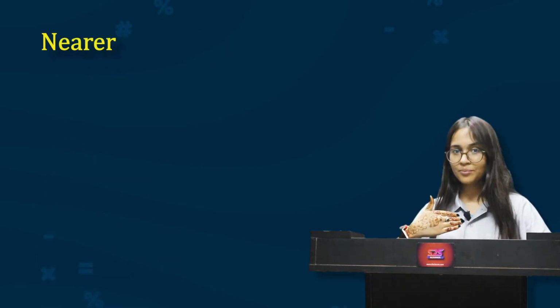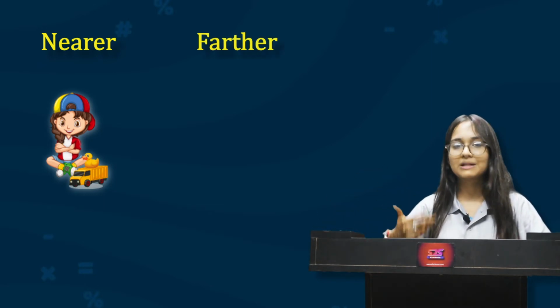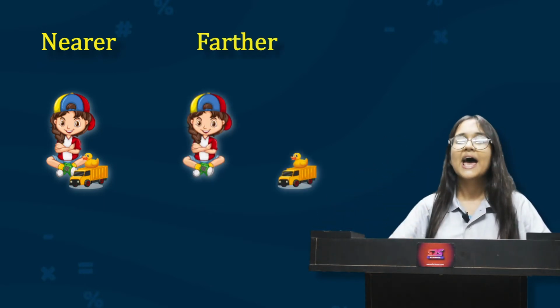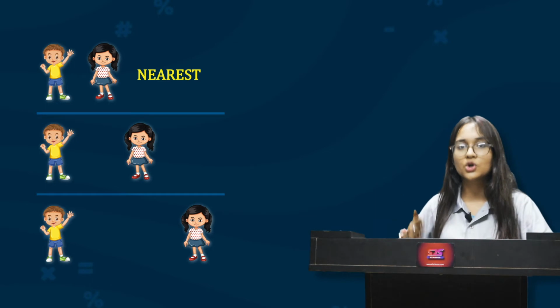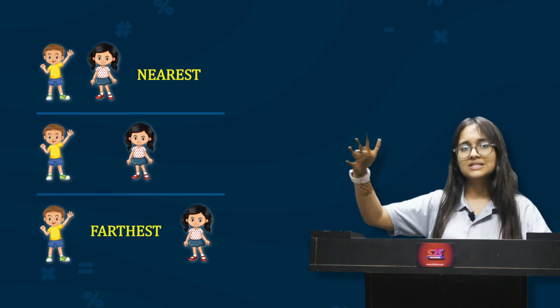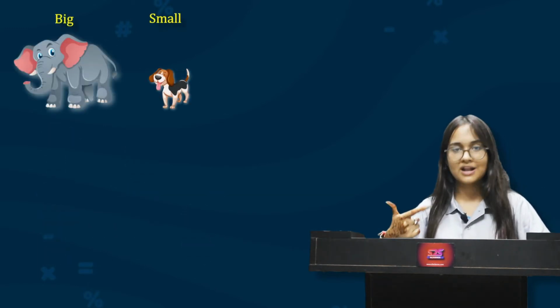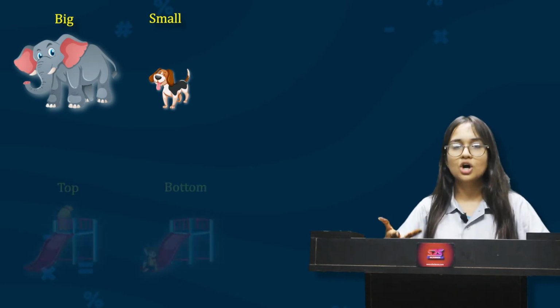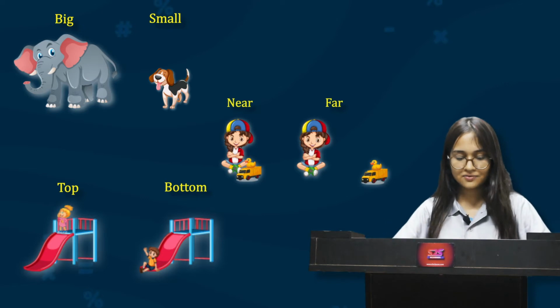मतलब अगर हम near बोलते हैं तो वो चीज़ हमारे पास है, and अगर हम far बोलते हैं मतलब वो चीज़ हमसे दूर है. And when we say nearest and the farthest, that means nearest is something जो हमसे सबसे ज़्यादा close हो, and farthest is something which is quite away from us. That means जो चीज़ हमसे सबसे ज़्यादा दूर हो. So now we have read about big as well as small. We have read about top as well as bottom, and we have read about near as well as far.